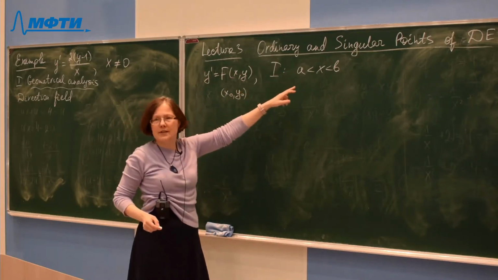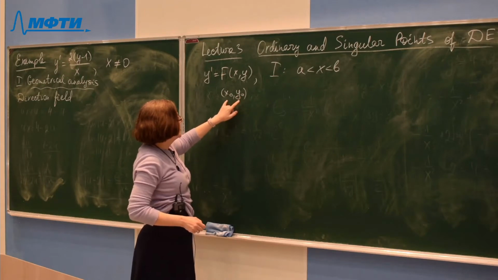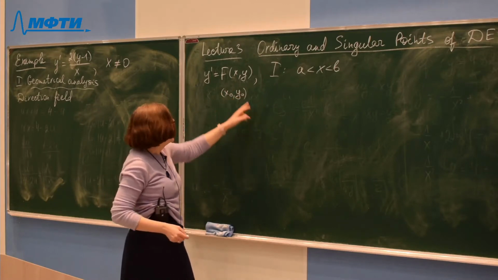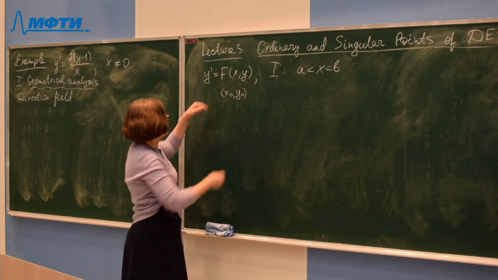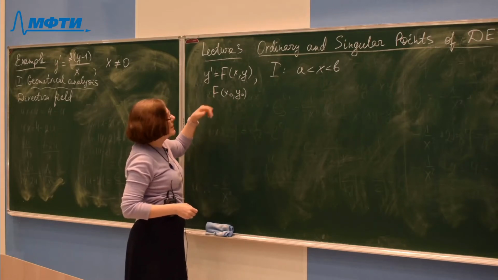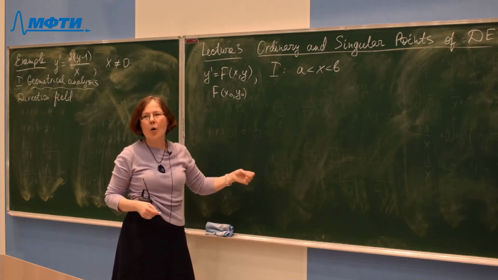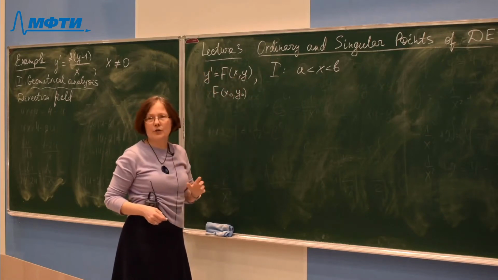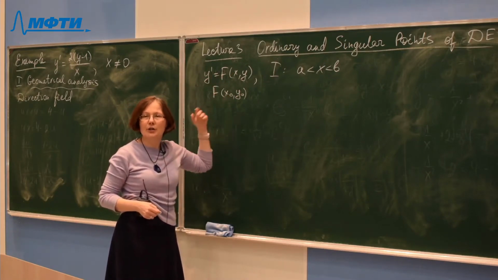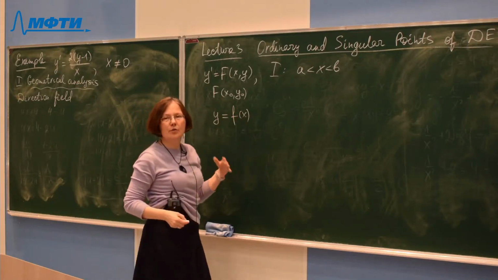So x0 is in this interval, and suppose this function is defined for these particular values of x and y. Then we can compute f of x0, y0, and this will be the slope of an integral curve. An integral curve is a graph of a solution of this equation. So if we have an explicit solution, then the graph of this solution is called an integral curve.